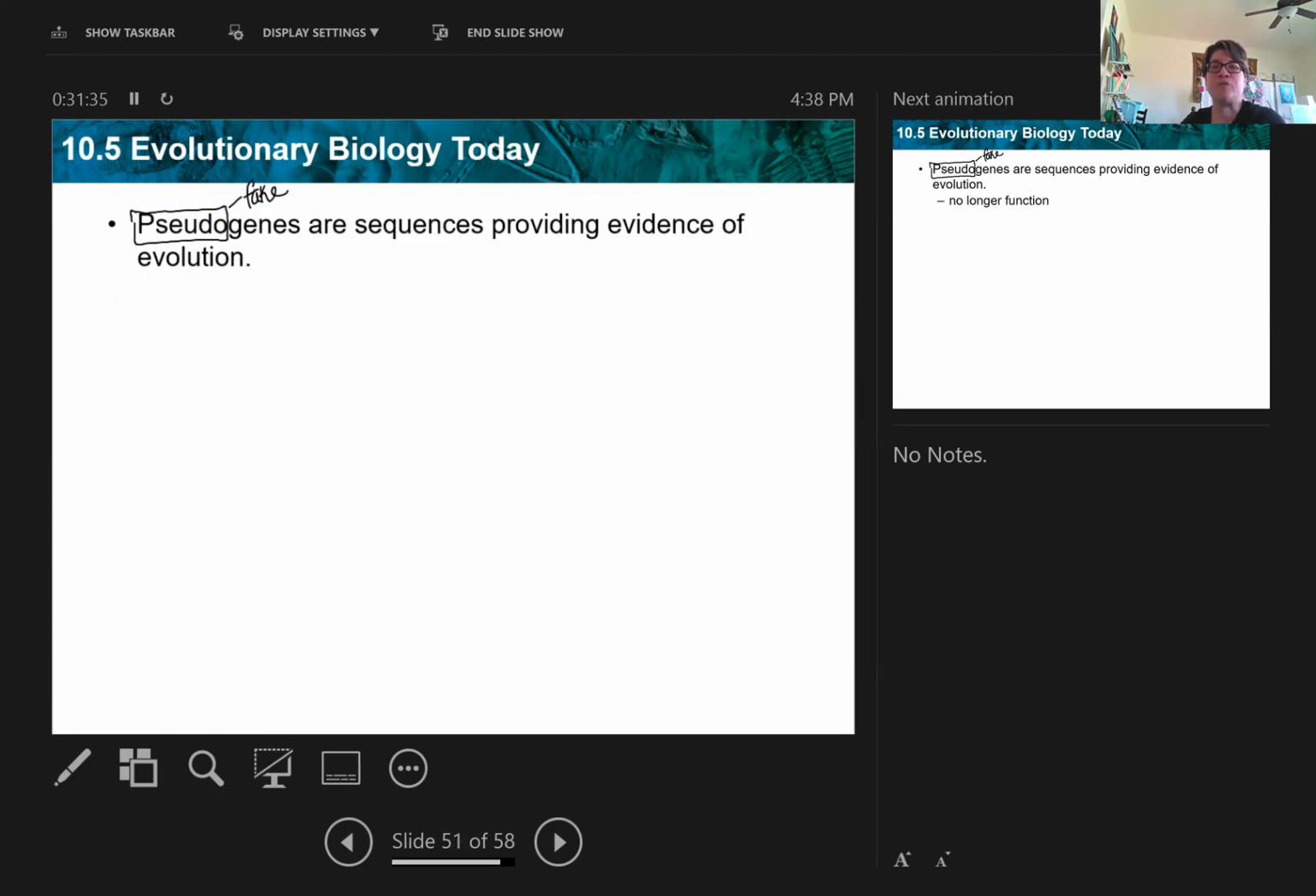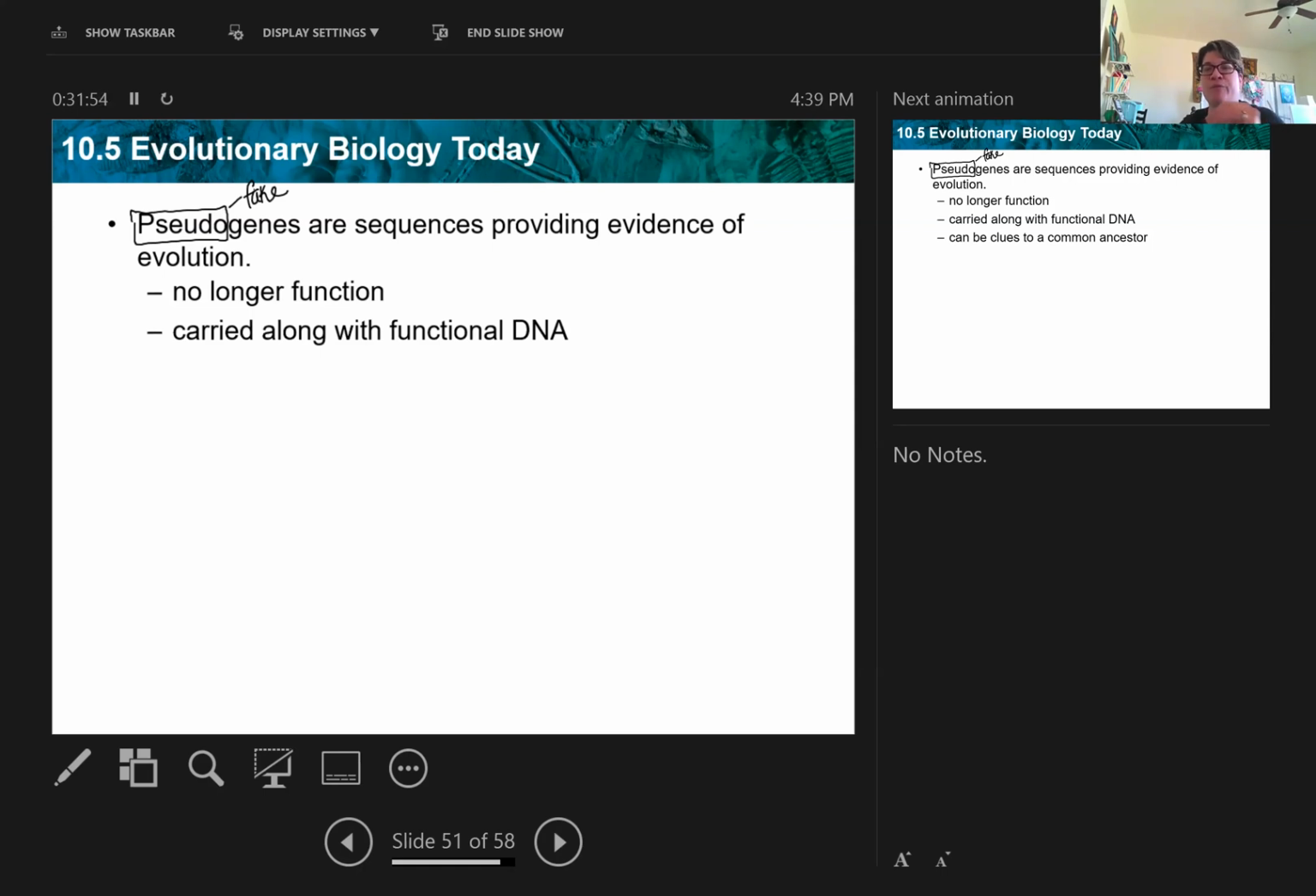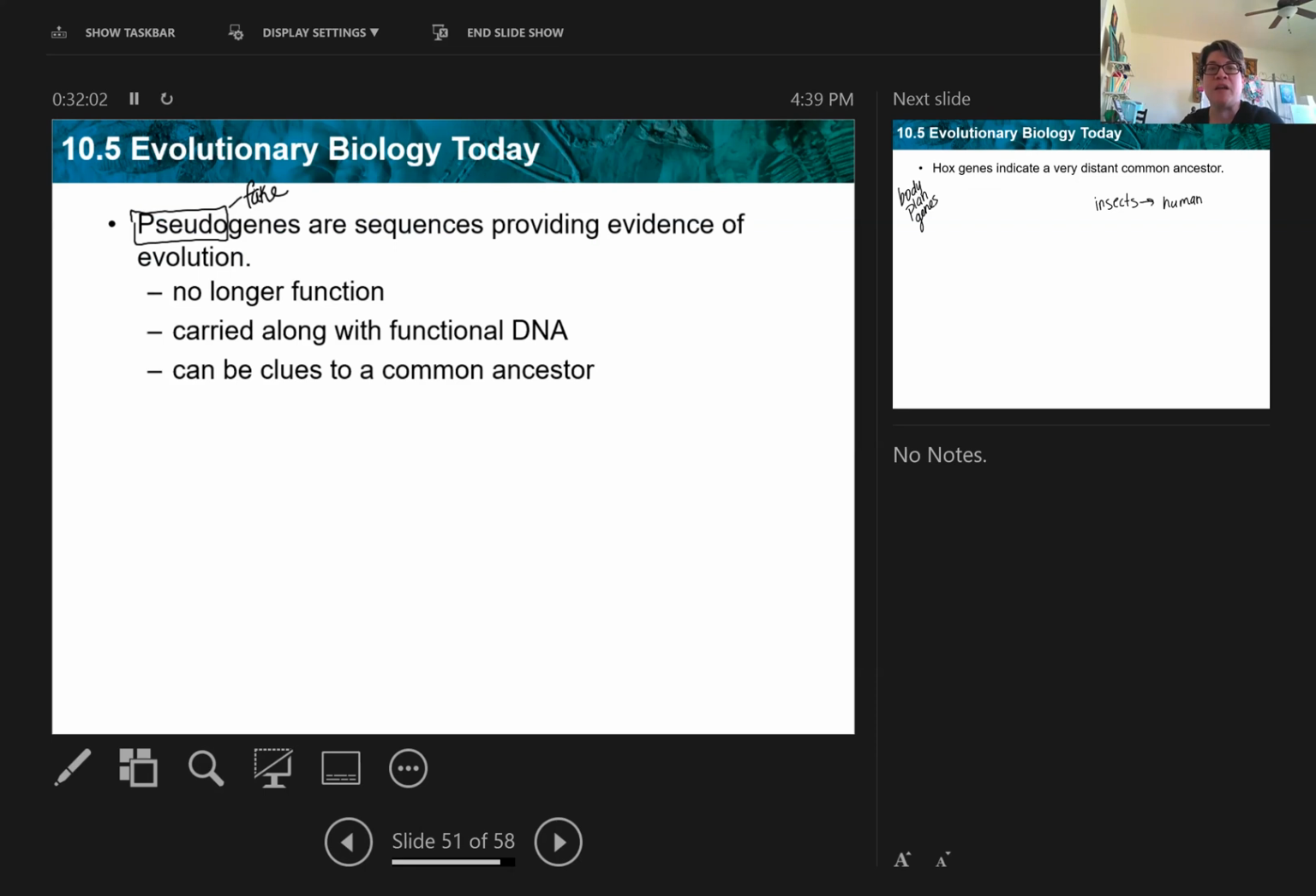We also can look for pseudogenes. Pseudogenes mean fake genes, kind of. Pseudo means fake. And these are genes that maybe used to function. They're kind of like vestigial. They used to function, but they probably don't anymore. And they were carried along with functional DNA. So they kind of hitched a ride and they were passed down, but they don't really function. These can be clues to a common ancestor. So if you see organisms that have the same pseudogenes, or maybe they were functional in this ancestor and not in these, you can see that those might be related.